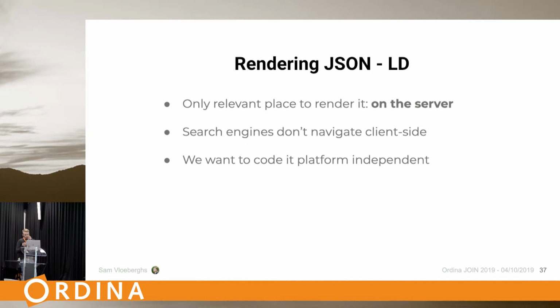So, back to universal. Rendering JSON linked data is only relevant on the server. And why is that? Because search engines are not navigating client-side. If they go visit and index all your pages, they visit them separately. They don't have a browser clicking on the buttons, on the links. No, they visit all the pages separately. So the only place to render it is on the server. But of course, we want to do this platform independent. We just want to call set JSON linked data or whatever.